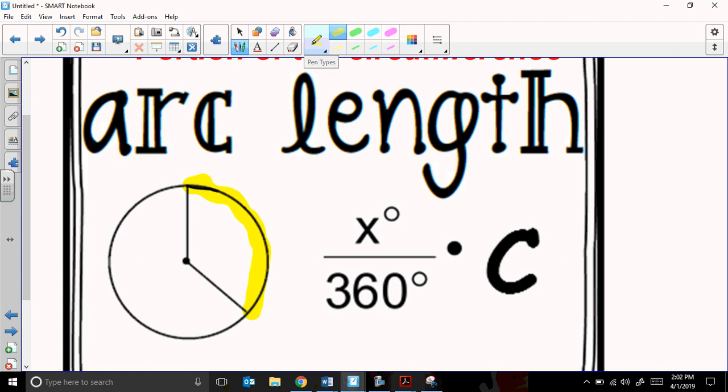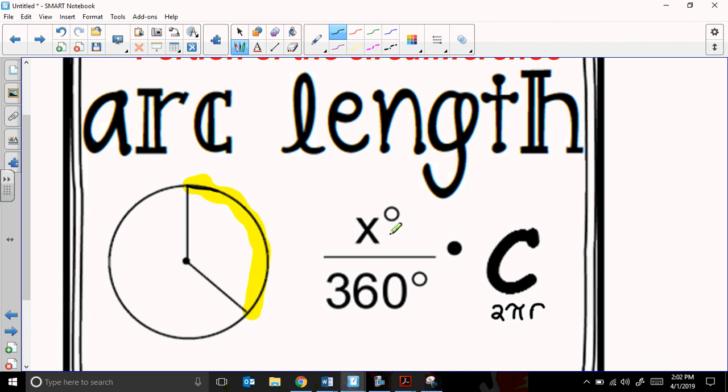And so for arc length, you have to use the formula x divided by 360 times the circumference, and that's what that C stands for. And so that should help. If we know that arc length is a portion of the circumference, then hopefully you should know C. And remember that the formula for C is really 2 pi r.